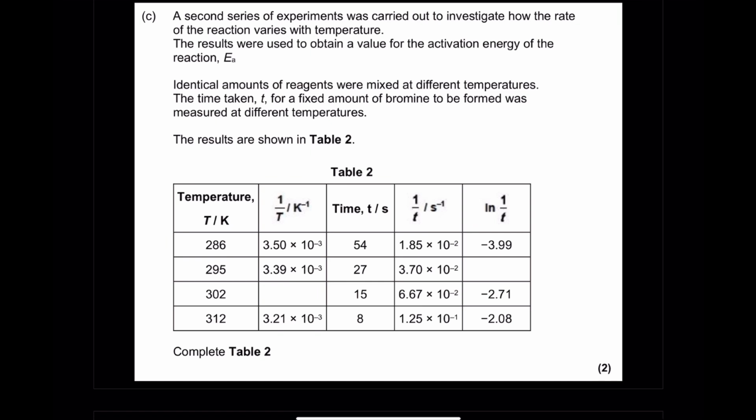This is very easy to do. I remember when I first did this, I had no idea what I was doing, and all it is is that this value here is just 1 over this. It's just 1 over 286, which is 3.5, technically 3.49 but it rounds up, so 3.5 times 10 to the power minus 3. And if you want to work out this one, just do 1 over 302. Just follow this and you'll be fine. 1 over 302 is 3.31 times 10 to the power minus 3.